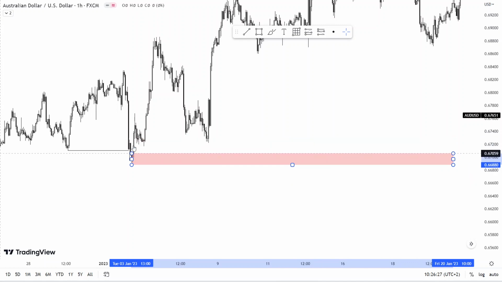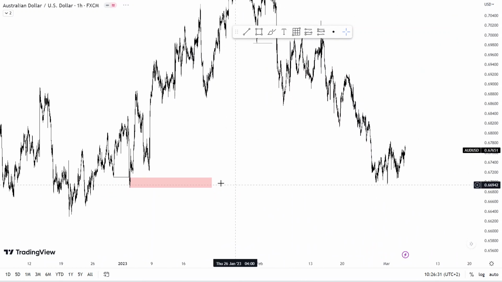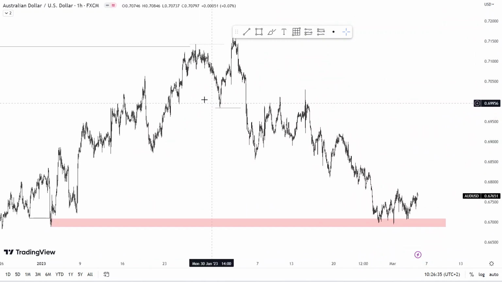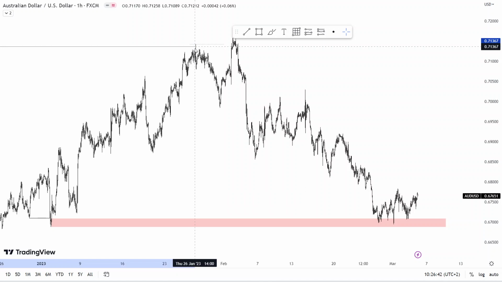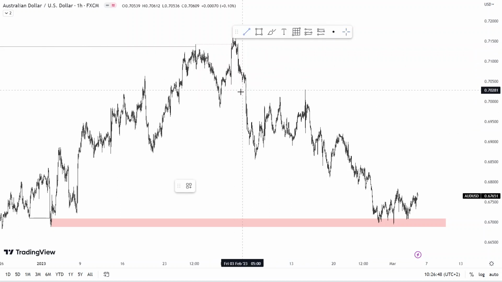So this area, this 1 hour POI, was my area for me to start looking for possible buy scenarios in order for me to see DXY completing the actual move that was expected, which would target the equal lows on DXY.